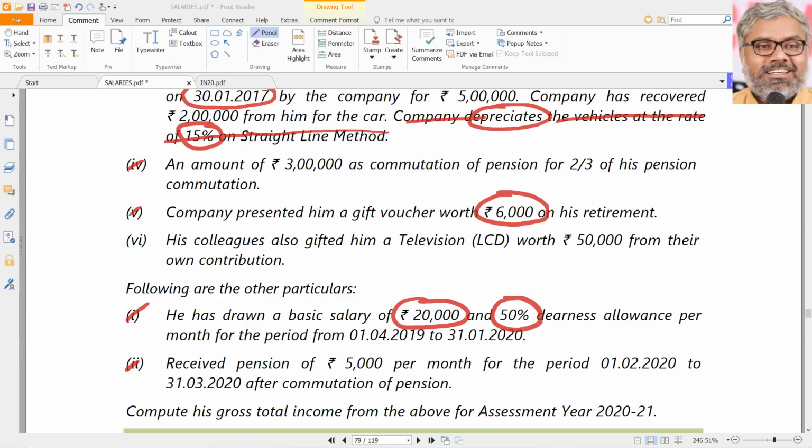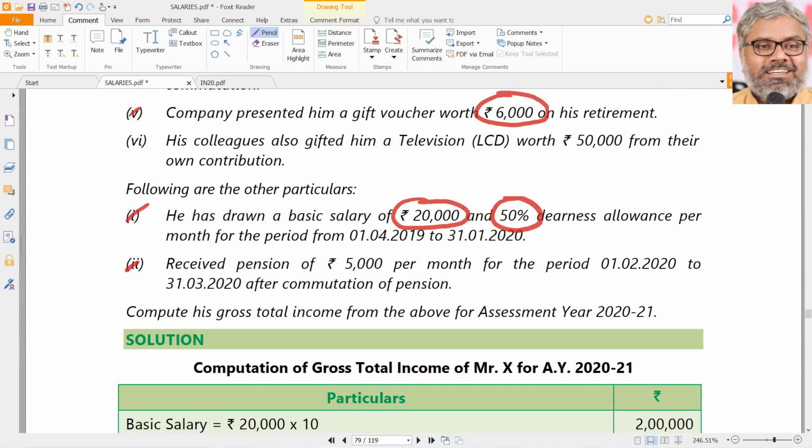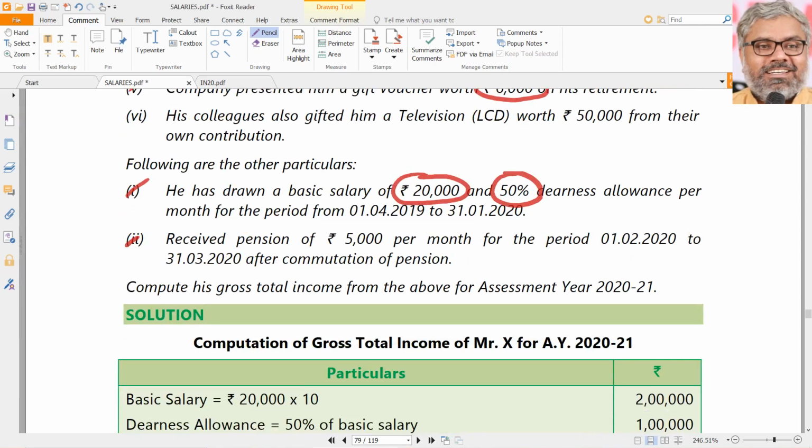But the question was not that. The question was: compute the gross total income of the assessee. So what is there which is not in the purview of salaries here? That is the gift received from his colleagues, worth 50,000. Though we have not reached income from other sources, we should already know.